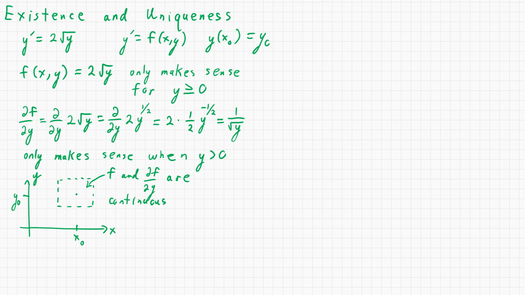Well, what if we do it a little differently? What if we have the point, let's say it's right here, x naught, and then y naught equals 0.